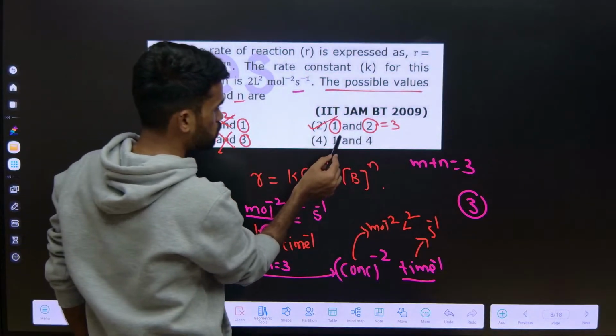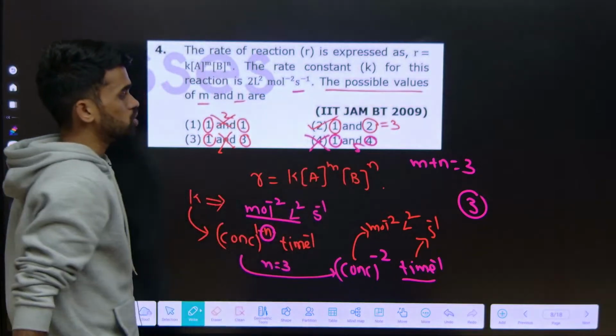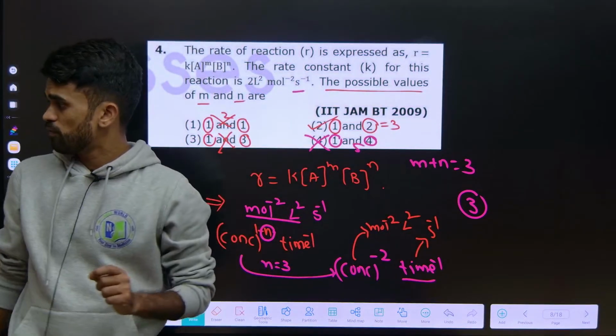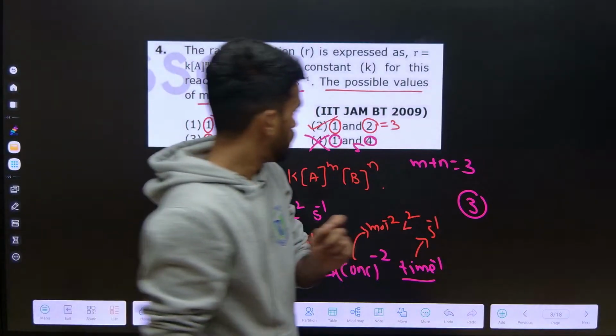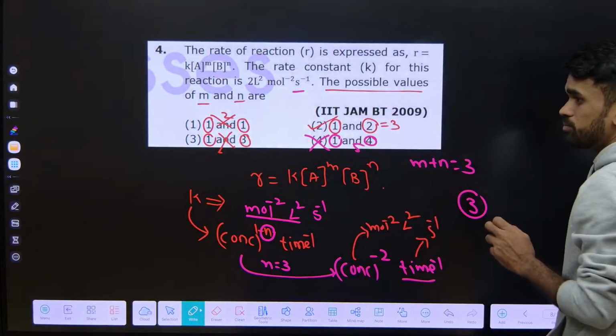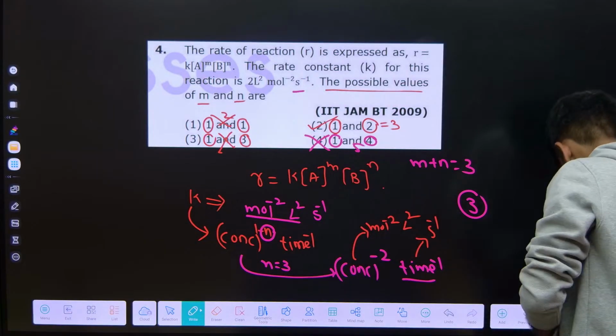If you look at the fourth option, 1 plus 4 is 5, this cannot be the answer. So it means option 2 will be the perfectly correct match for this particular question. Hope the explanation is clear without any confusions, right? Right, let us move forward again.